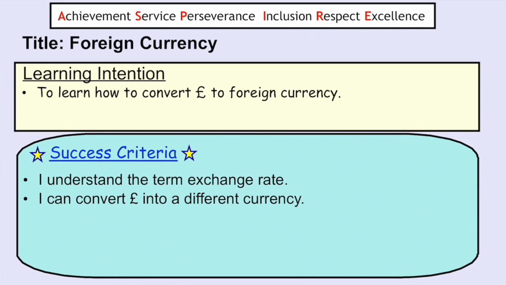Okay, let's go on to the learning intentions. Please write the title in your jotters of foreign currency. The learning intention for today is to learn how to convert pounds to foreign currency. The success criteria is that you understand the term exchange rate and you can also convert pounds into a different currency.